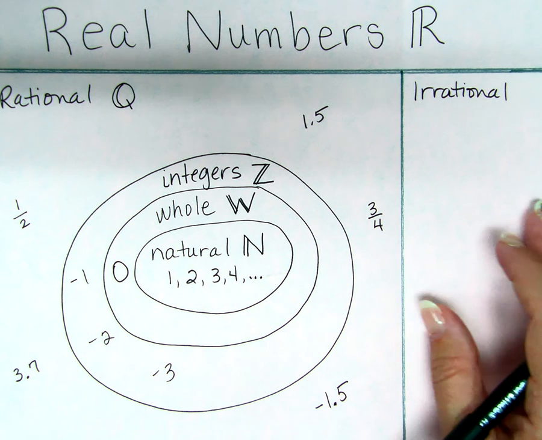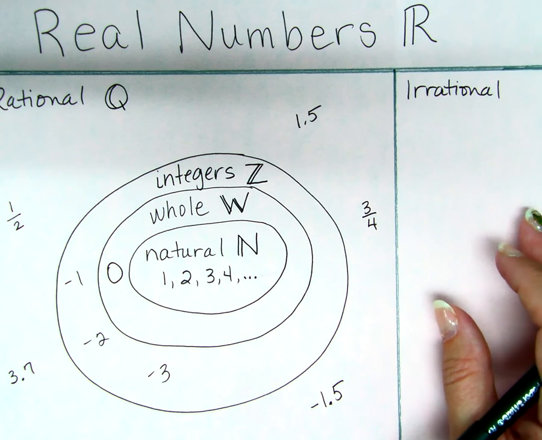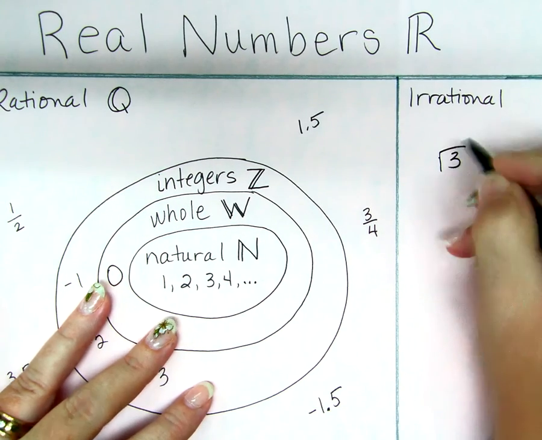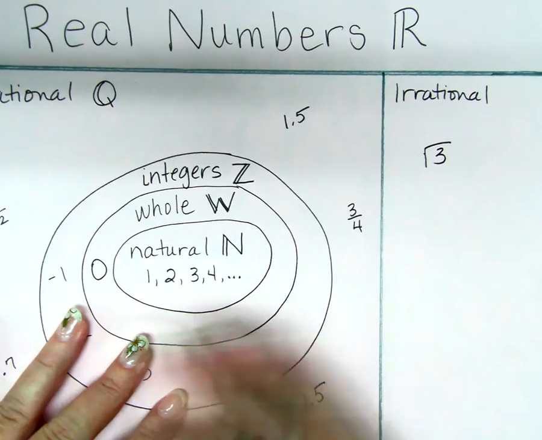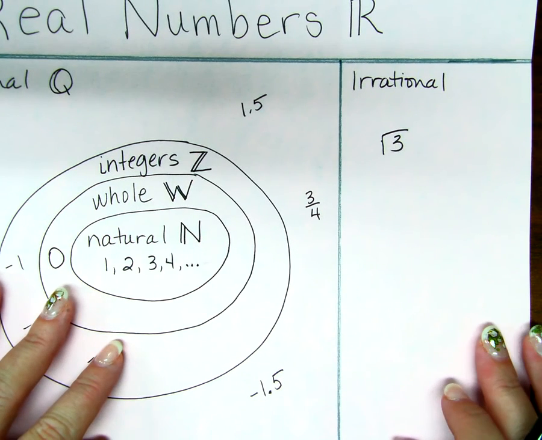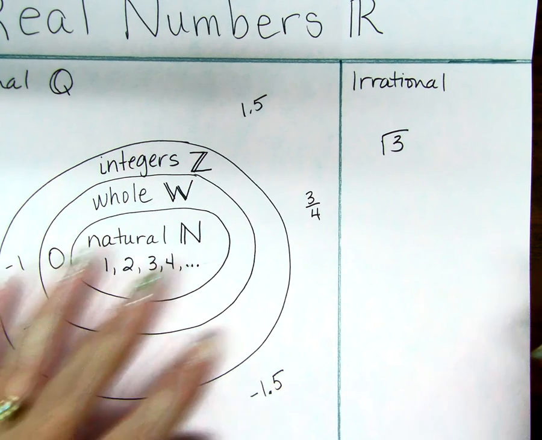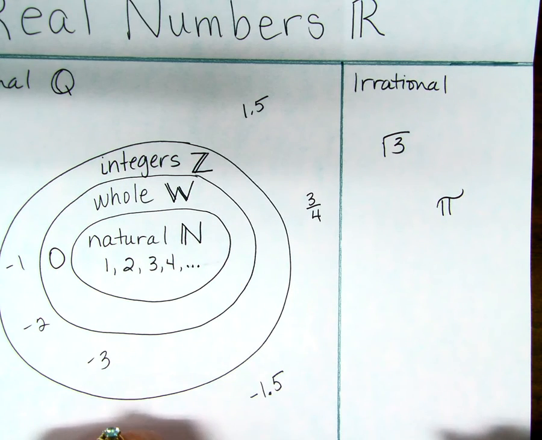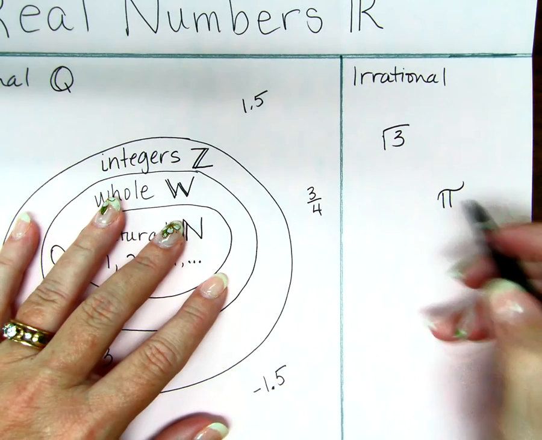So what numbers do you know of that cannot be written as fractions? The square root of 3. What's the most famous number that cannot be written as a fraction? Pi. I got another one for you. You ready for it?